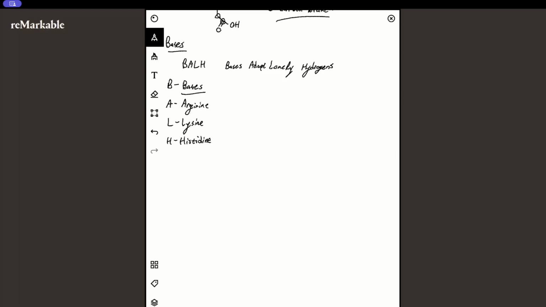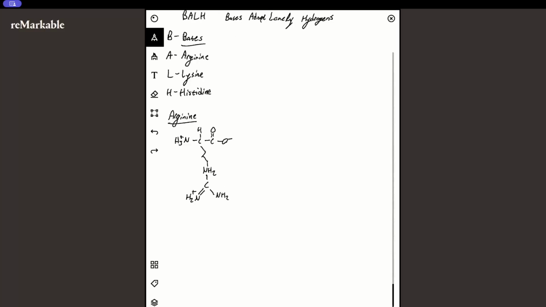So the first one is arginine. Paste our template there. And then we are going to branch this out like that. Have this come down. NH2. Let me rewrite that. It's onto a carbon. Amino there. This is double bonded. Another amino here. So here we have 1, 2, 3 amino groups. There's no other amino acid like that.